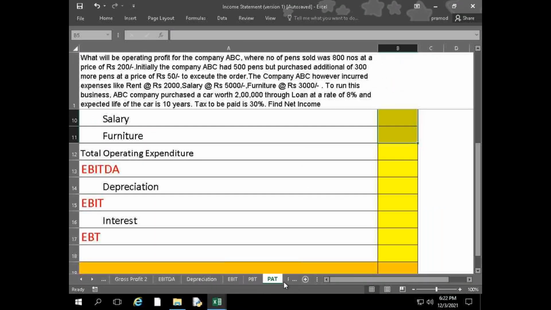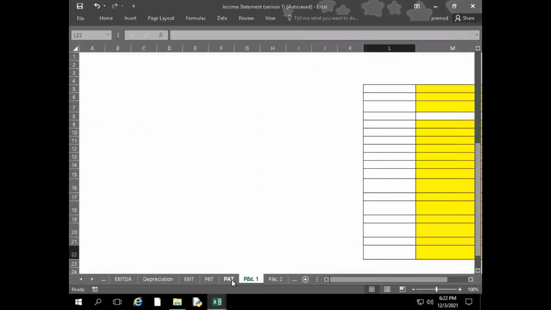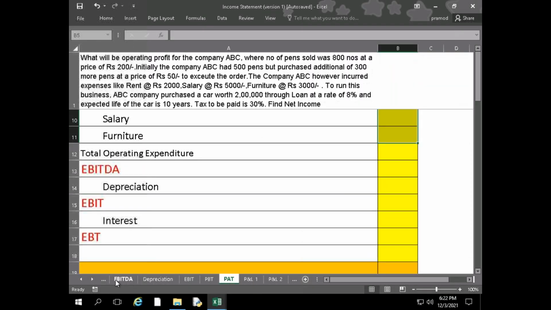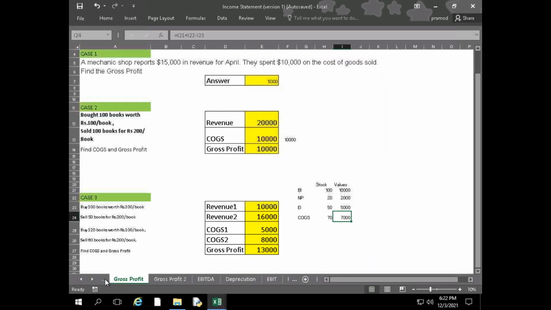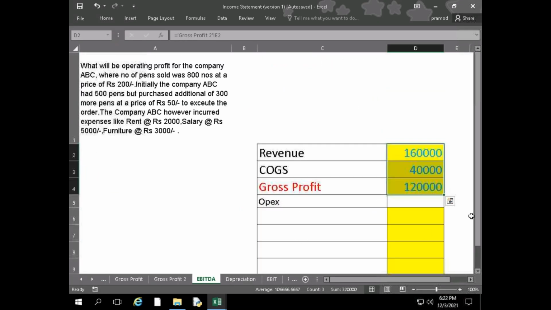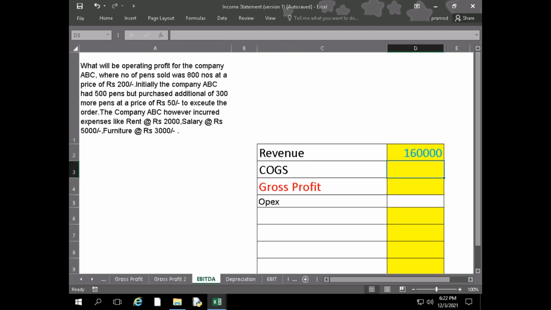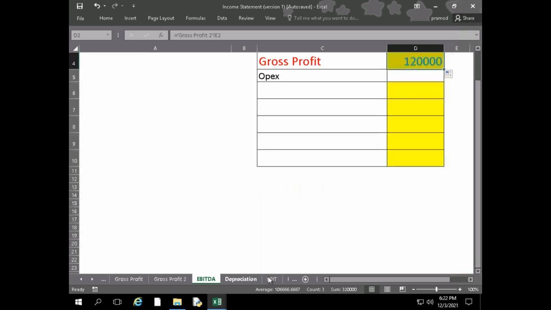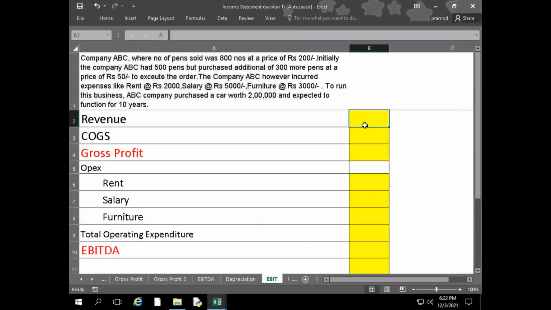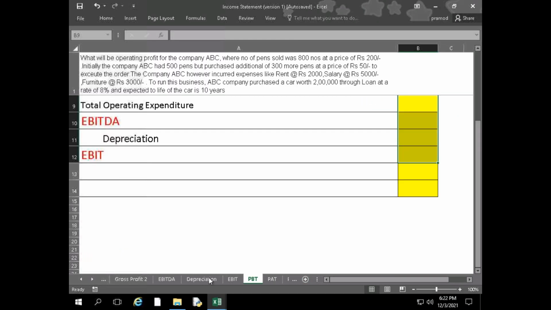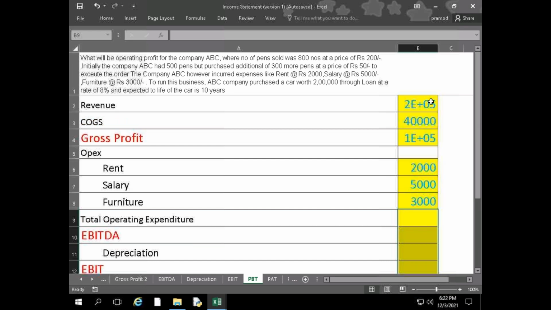So try to do all this, connecting from the previous data to the next till PAT. From gross profit it is connected. Once again, what you need to do in the revenue: type equals, go to gross profit, select the revenue and enter. Immediately that revenue value will be fetched. From here you drag, and every data will be fetched. Again in the EBITDA you should give the revenue, and if you drag till operating expenditures it will fetch. In the same manner you need to continue further.